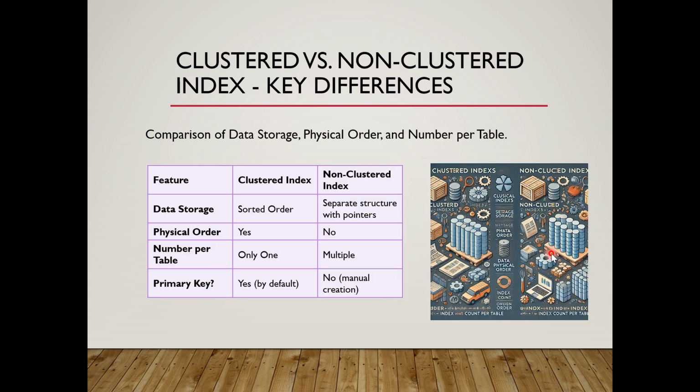So now let's compare the two types side by side, clustered index and non-clustered indexes. In short, talking about data storage, a clustered index has sorted order, and a non-clustered index is a separate structure with a pointer. Physical order: yes for a clustered index, and no for a non-clustered index. Number per table: only one for clustered, and multiple for non-clustered. Primary key: yes, by default for clustered, and for non-clustered it is no, manual creation. So in short, use clustered indexes for faster retrieval of a large range of data, and use non-clustered indexes when searching by a specific column.